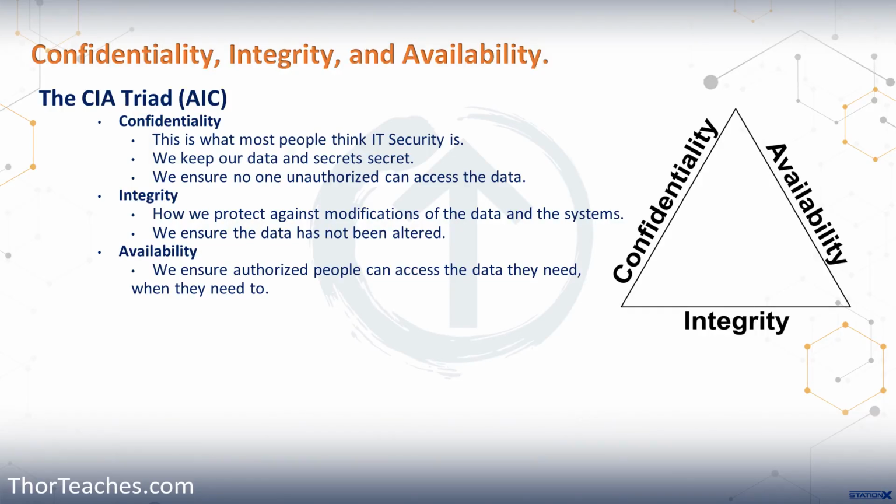How do we make sure that our data is not modified without our knowing? The confidentiality and the integrity are closely tied together. And as the third leg of the triad, we have availability. This is where we make sure that the authorized people who need to access the data can access it when they need it.